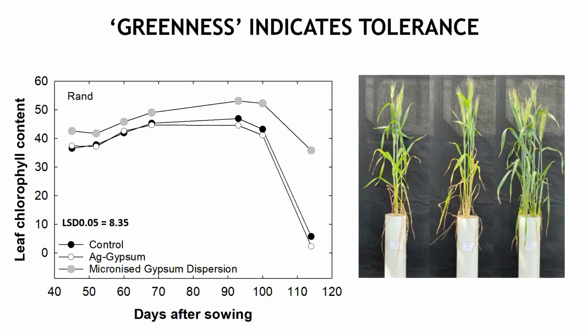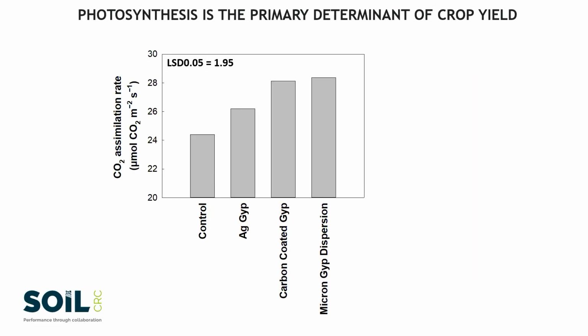And then the other important indication, greenness, indicates tolerance. We do a simple measurement of the chloroplast content of the plant, and what we see is that when our control or agricultural gypsum treatment starts to mature, we still have a very green plant in our amended soil. And this is extremely important because that means improved photosynthesis, and photosynthesis is the key determining factor for your yield improvement. And here we can show that in this particular experiment with these 2 amendments, we actually improved the photosynthetic capacity of the plant by about 16%.